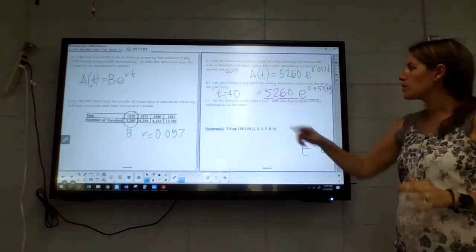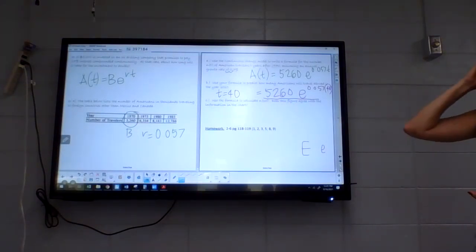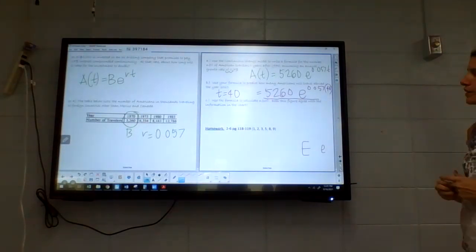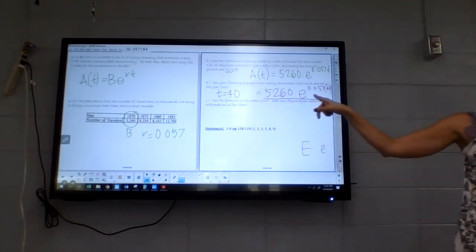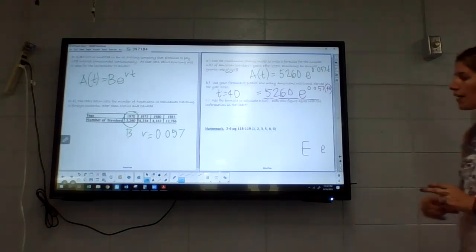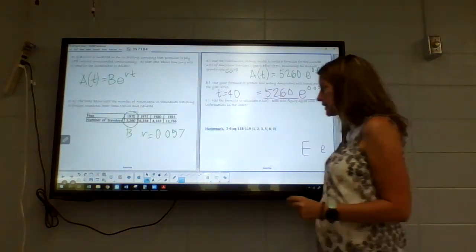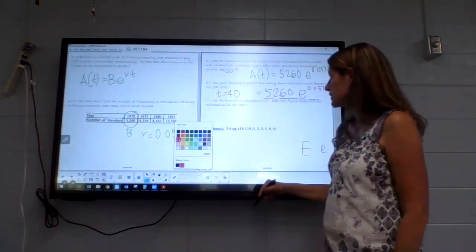Okay. So it says use the formula to calculate n of 10. Does this figure agree with the information in the chart? What do they mean, n of 10? What do they want us to do with the 10? Put it in for our what? T. So now they're telling us to change the time to 10. We'll talk about how to compare it to the chart in a second.